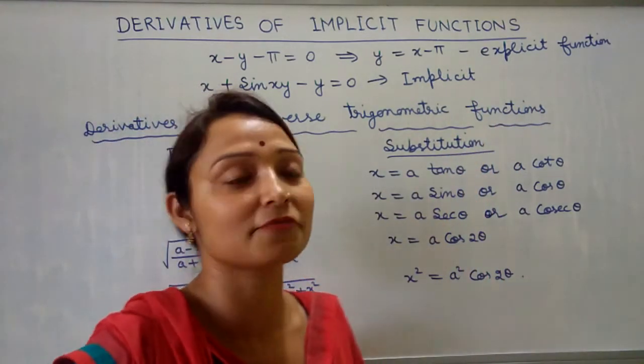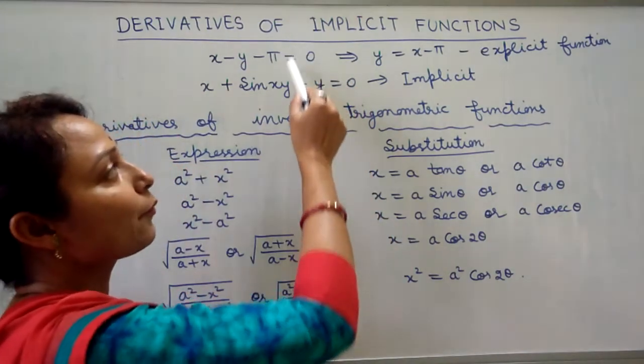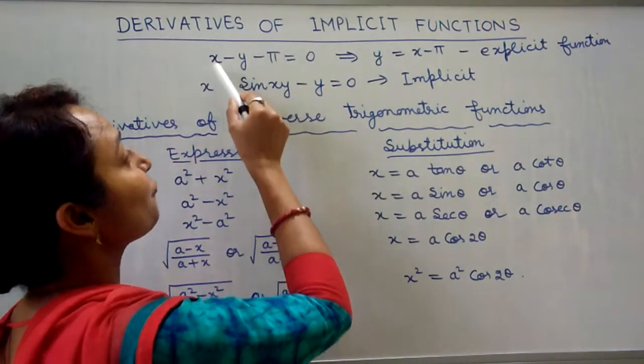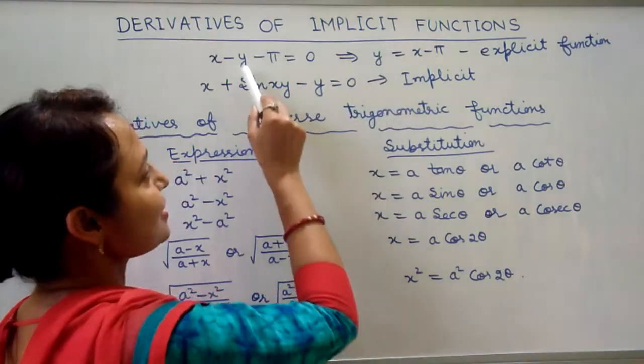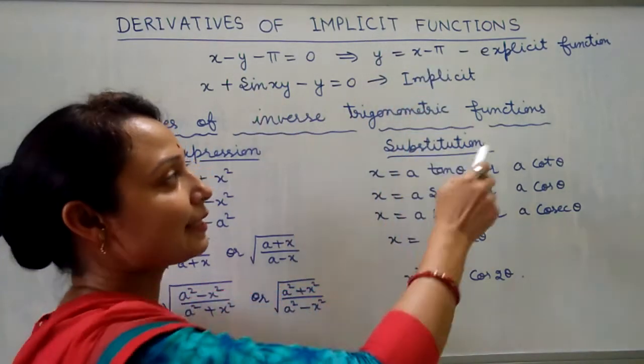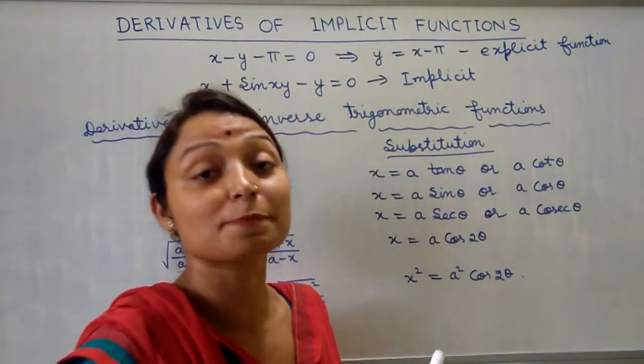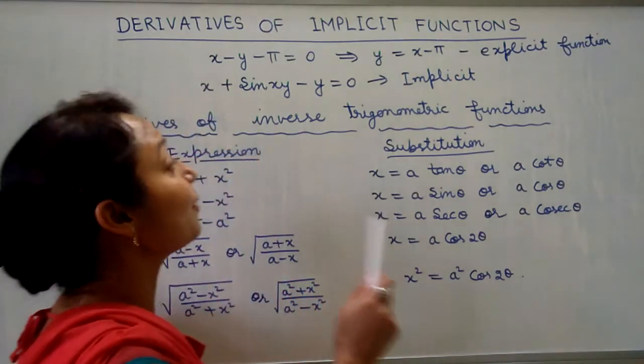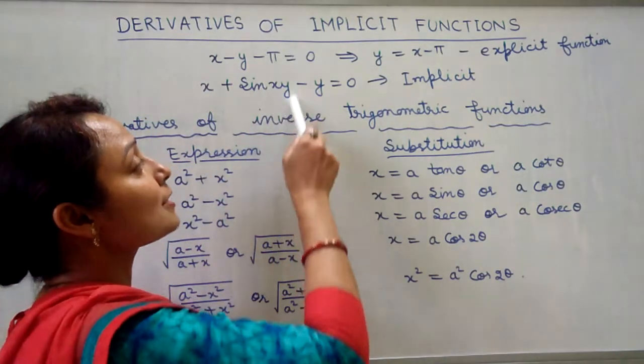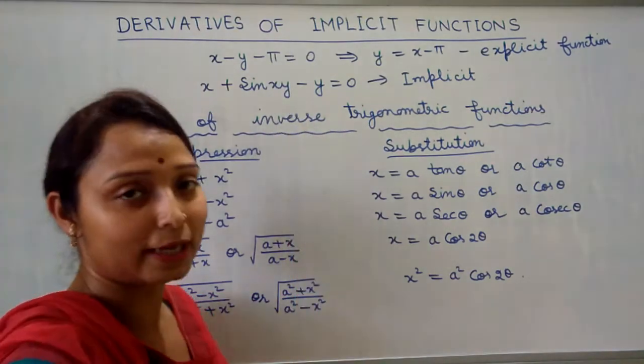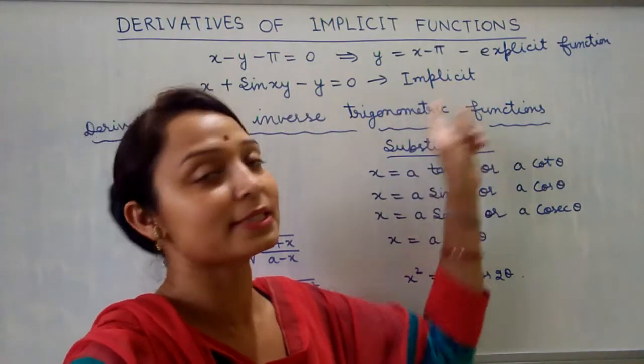What is an explicit function? We have two example equations. These are the functions. If we can express y in the form of x, it is said to be an explicit function. Okay, if it is not possible to separate x and y, then it is said to be an implicit function.